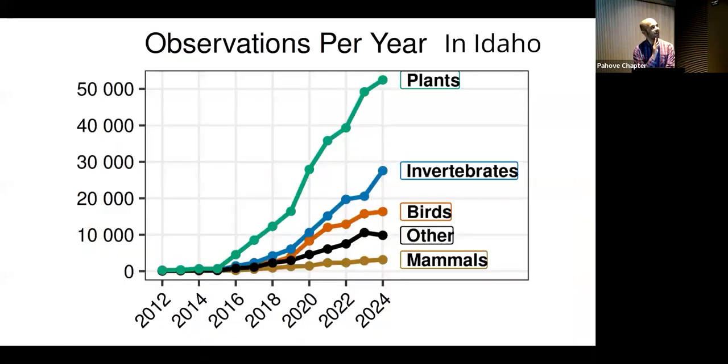So over time, iNaturalist has been around since 2012. It took a few years for it to really take off, but then it's been exponential growth since then. In this most recent year, we had over 50,000 plant observations in Idaho. And it's worth knowing, people use it for plants more than any other thing. More than insects, more than birds, more than all the other organisms in Idaho. It's mainly a plant app.